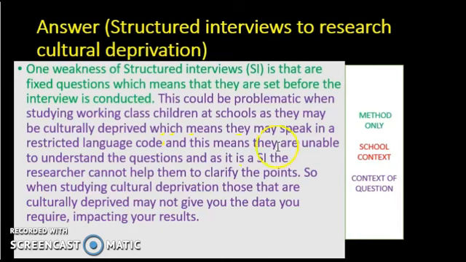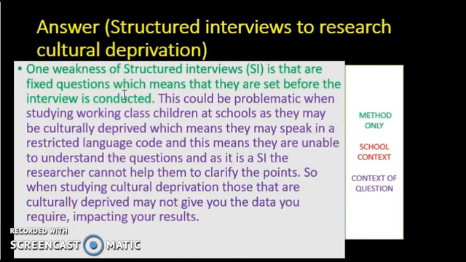And this means they are unable to understand the questions, and as it is a structured interview, the researcher cannot help them to clarify the points. So that is something very specific about structured interviews, linking back to this point here that they are fixed questions. And the problem with that is that you cannot explain the questions to the people that you are talking to.